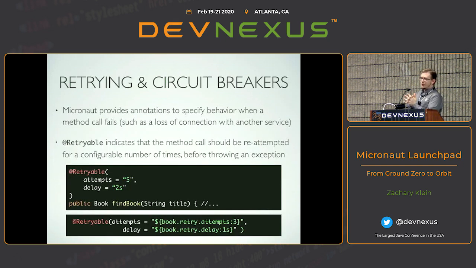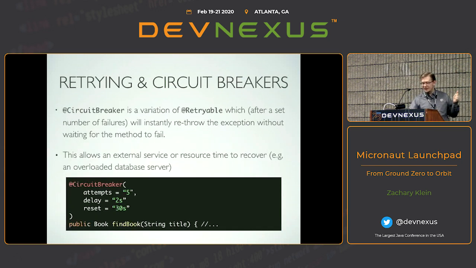Again, part of being in a distributed environment is recognizing that things don't always work, the requests don't always go through, and you've got to have a nice way of dealing with that kind of situation. And so Micronaut has several annotations that help you deal with those sorts of issues. The retryable annotation will automatically reattempt a method call for a configurable number of times with a configurable delay.